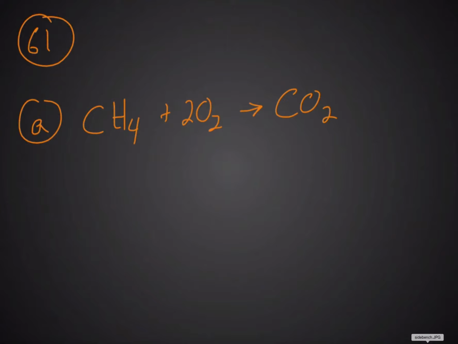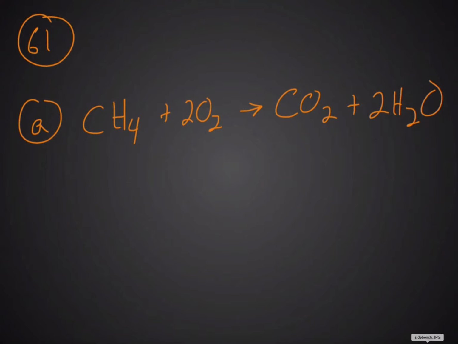Because they may or may not be. You have to take a look at each oxidation number and find out what's changed, if anything. And then we're going to try to figure out which things are being oxidized and reduced. So methane and oxygen produce carbon dioxide and water.